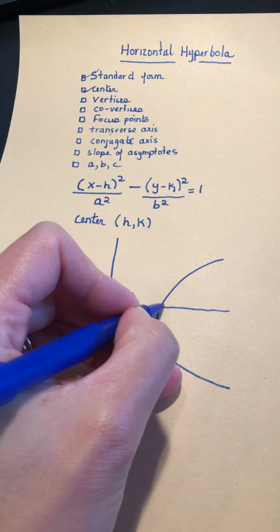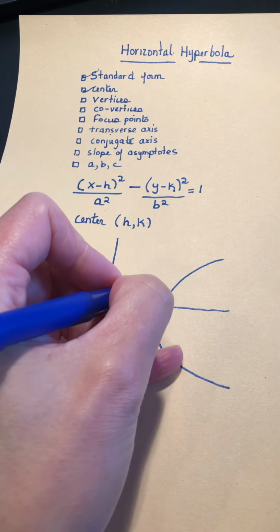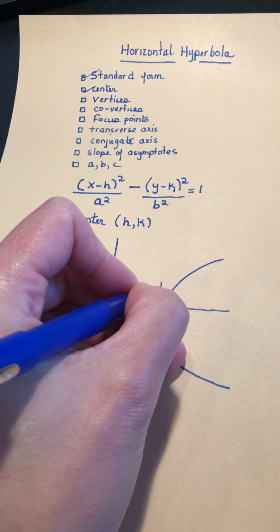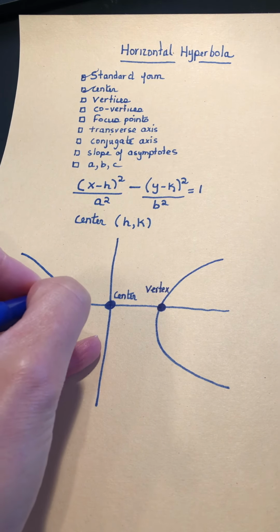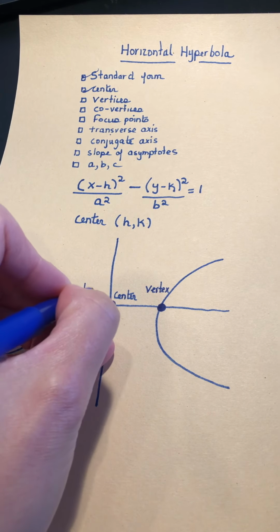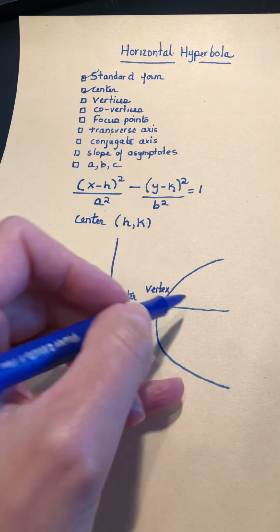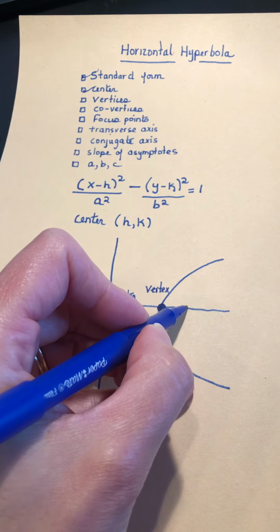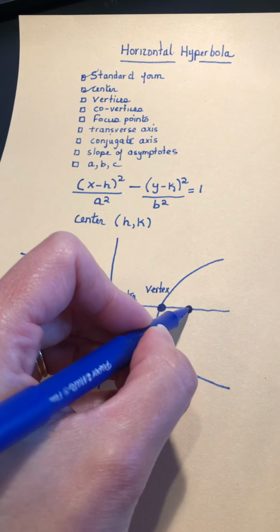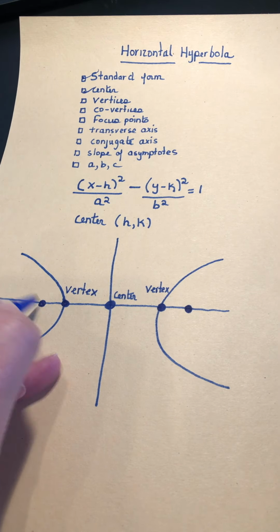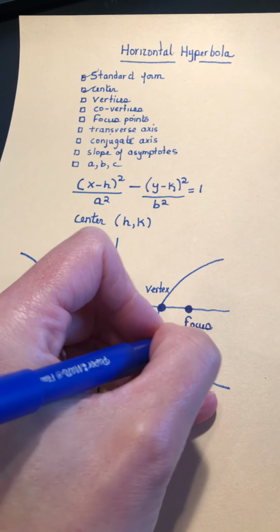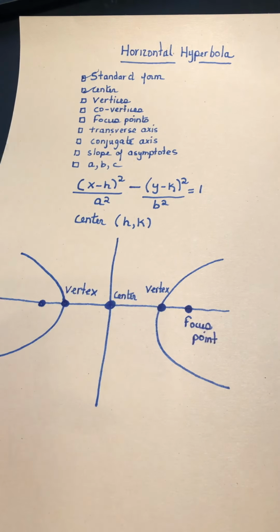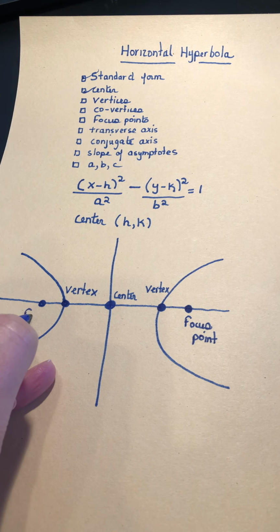And you may have guessed it, this point here is going to be a vertex. This point here is going to be a vertex. Okay, and I'll talk about in a second how I find that. And the focal points are very similar to a parabola. They're going to be inside the parabola somewhere. So this is going to be a focus point. Okay, and this is going to be another focus point.